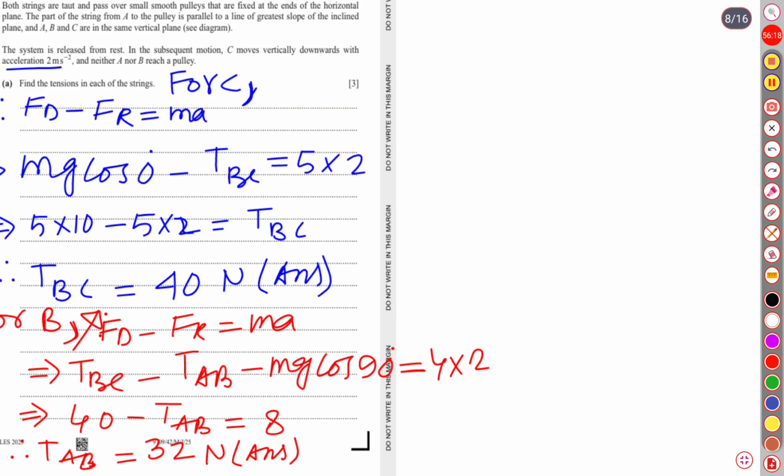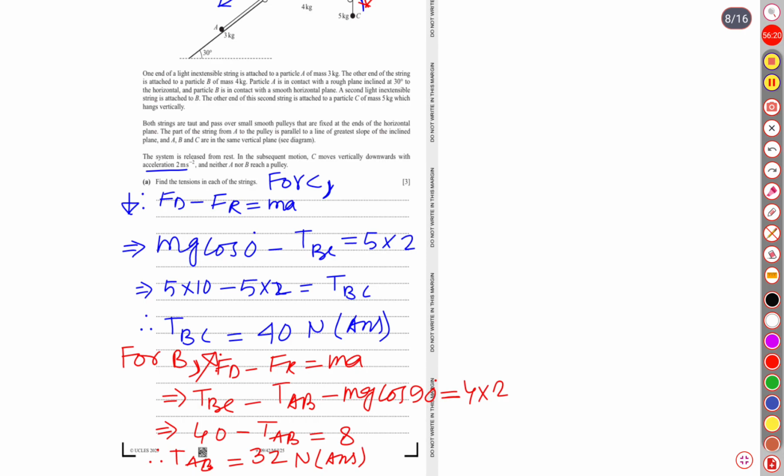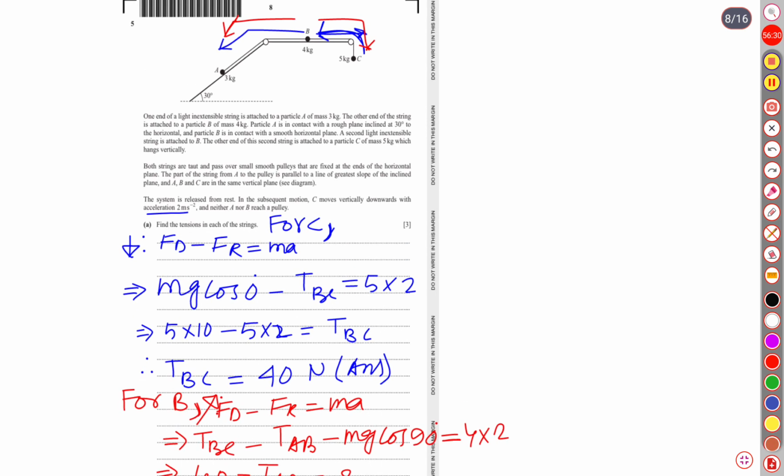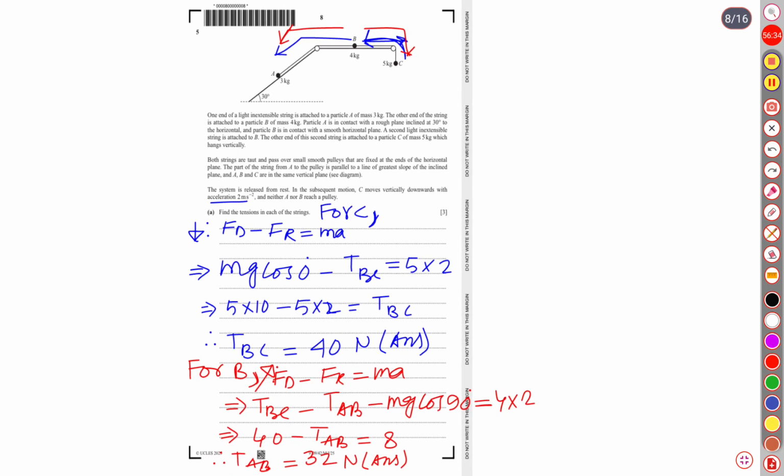So that's all about the solution to the first part of this question, finding the tension in each of the strings. There are two strings. First we resolved the forces for particle C, then we resolved the forces for particle B. Then let's move on to the next part of the question, which is on the next page.